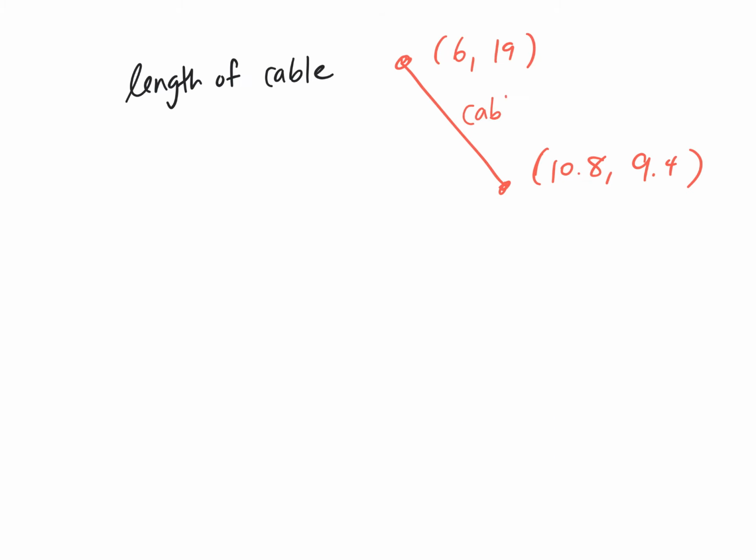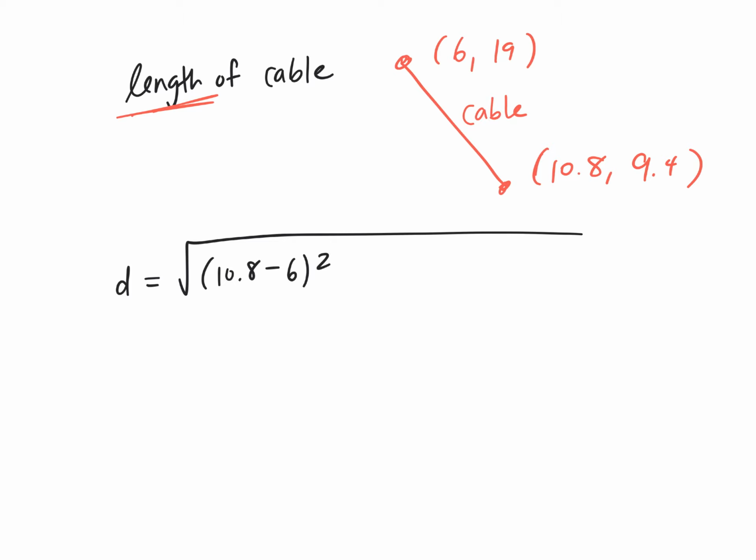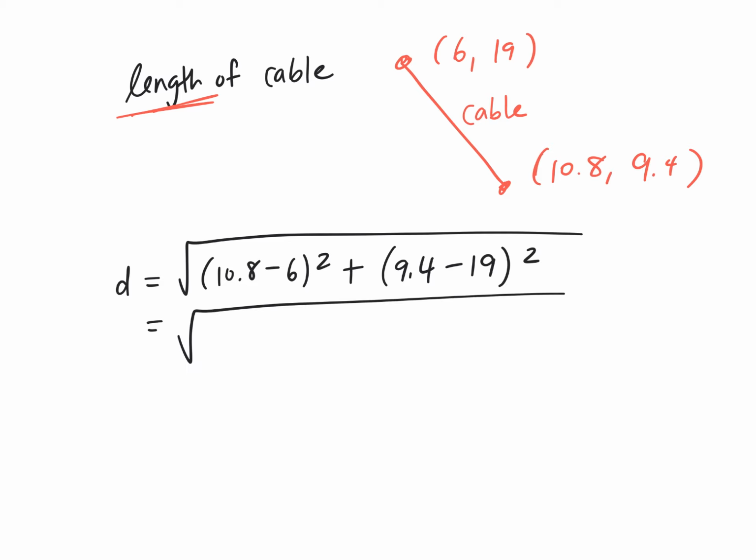So let's go back to the graph. Well, now we know where the cable is located. We have to find the length of it. So we're going to use the distance formula. Distance equals the square root of x2 minus x1, so 10.8 minus 6 squared, plus y2 minus y1 squared. Simplify it. Let me just finish this question. 115.2, the square root of that is 10.73 approximately.